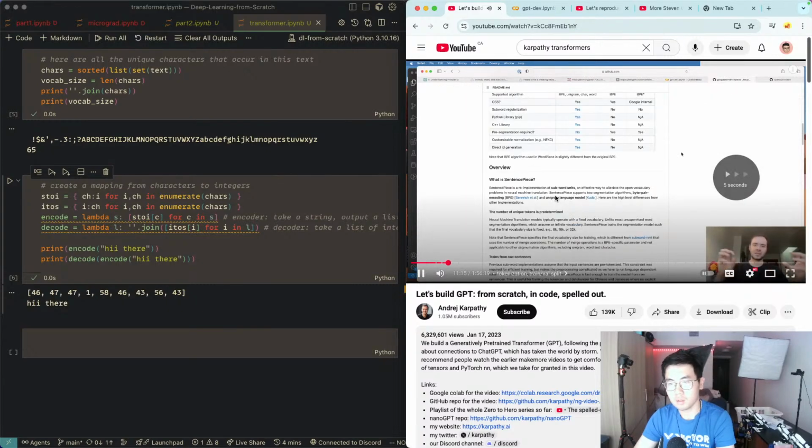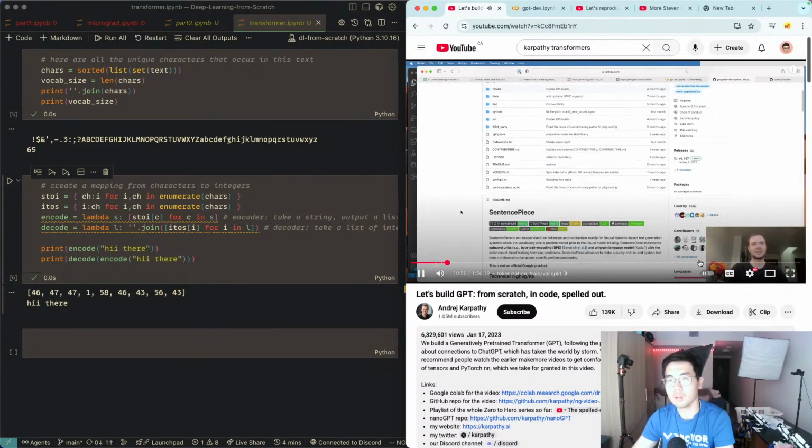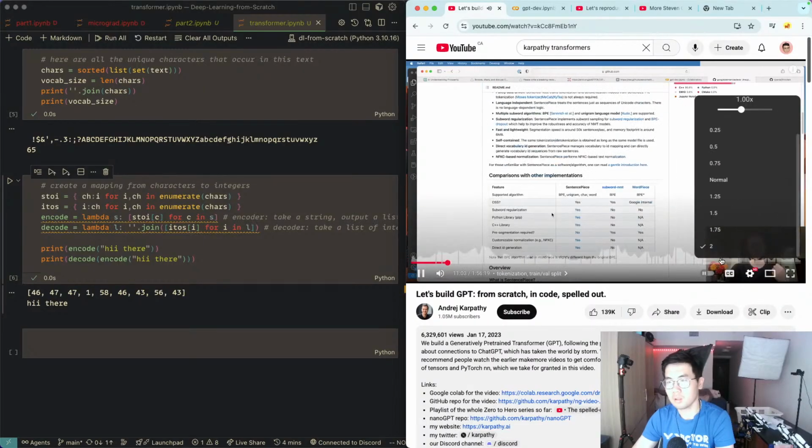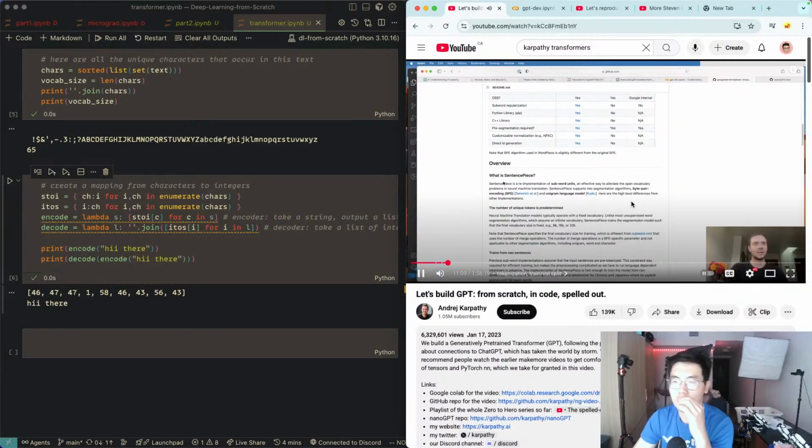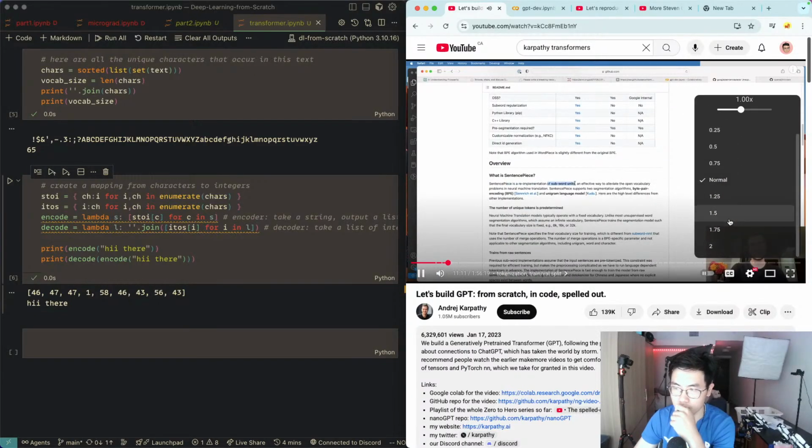But in practice you can use different schemas. So for example, Google uses SentencePiece. SentencePiece will also encode text into integers, but in a different schema, and using a different vocabulary. And SentencePiece is a subword sort of tokenizer.